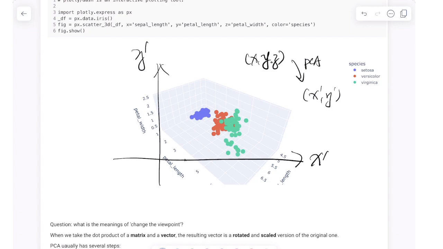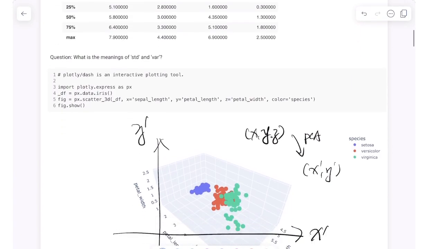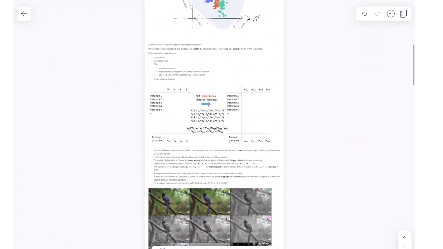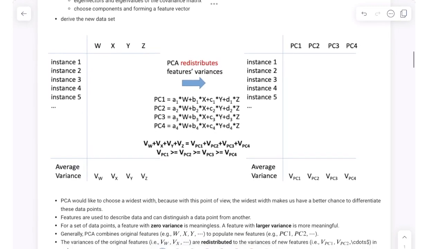So what is the best rotation? Let's take a look at the equation right here. In this example, we have 4 dimensions in the original space, and we have n data points, so we can calculate the variance of w, x, y, and z. We have 4 dimensions, right?